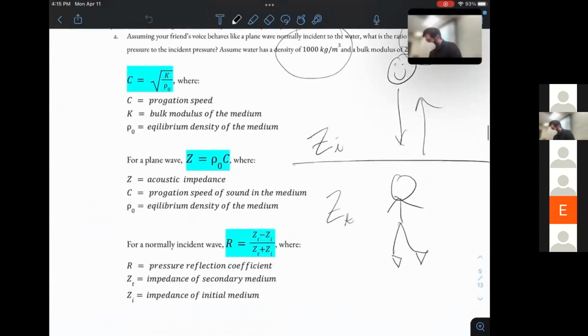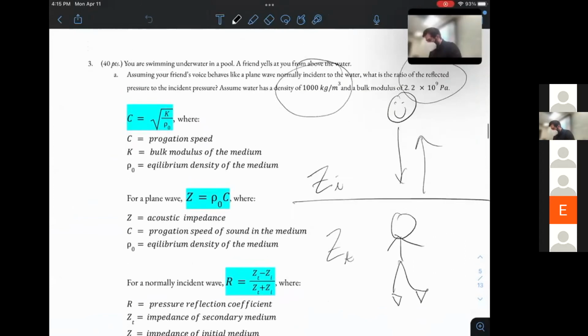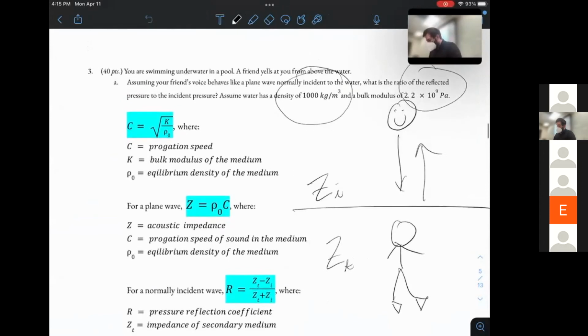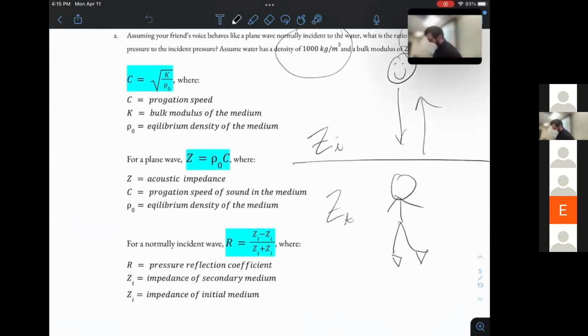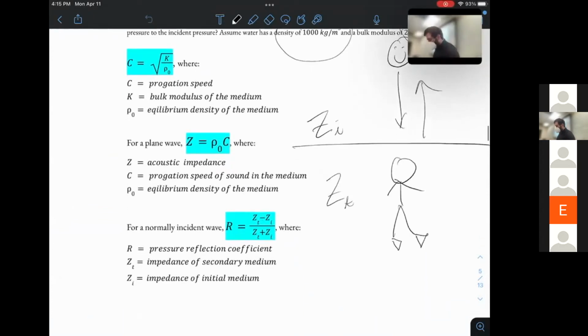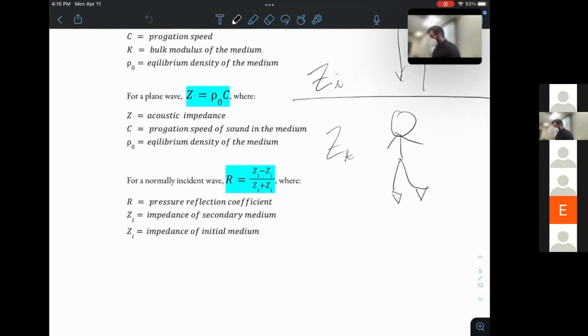Oh yeah, here's some good equations for you. So we've got how to find the speed of sound in a medium. You have a bulk modulus and an equilibrium density. There you go. We have the plane wave impedance, which is what we were just talking about, right? That's the impedance for a plane wave. And then there's this bad boy that's going to tell you how much of a wave reflects, right?